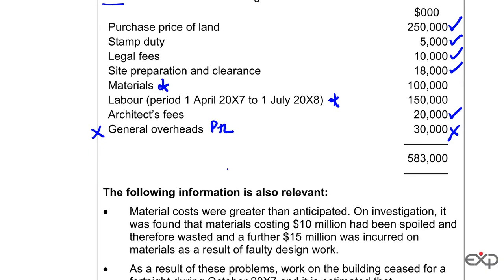We're told that we spent 100,000 on material, and on investigation we found that 10 million, notice that that's actually 100 million because of these noughts up here, 10 million has been spoiled and wasted, and a further 15 million was incurred on materials as a result of faulty design work. In other words, 25 million of the 100 million is going to be treated as a revenue expense. So what's going to go to the statement of profit or loss is 25 million, and 75 million would be included as part of the cost of the asset.